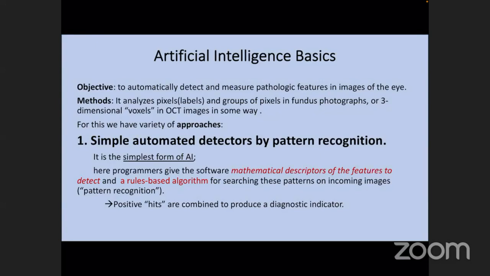The first approach is called the simple automated detectors by pattern recognition. This is the simplest form of artificial intelligence. Here, programmers give the software mathematical descriptors of the features to detect and rule-based algorithms for searching these patterns on incoming images, or pattern recognition. So all these positive hits, meaning the correct pattern recognitions, are combined to produce a diagnostic indicator.